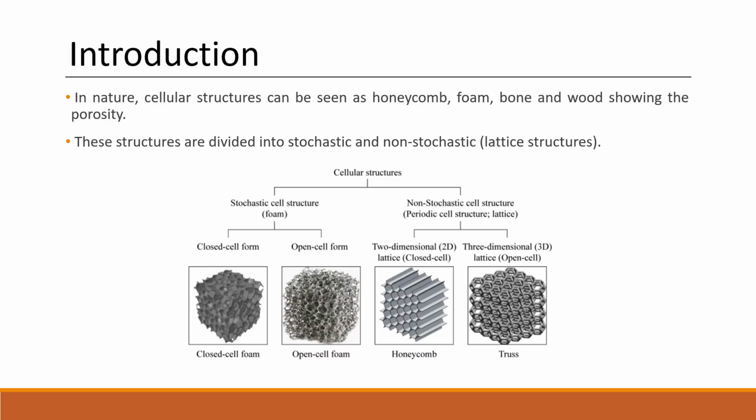Cellular structures are part of additively manufactured components because of their excellent properties. In nature, they can be seen as honeycomb, foam, bone, and wood, showing the porosity and smaller volume fraction of solid matter. These structures are divided into stochastic and non-stochastic lattice structures depending on the arrangement of their unit cells, periodic or random, as shown in the figure. They are widely used in biomedicine, aerospace, automotive, energy absorption, and sports equipment design.